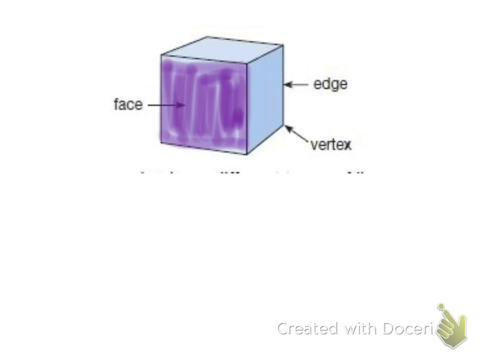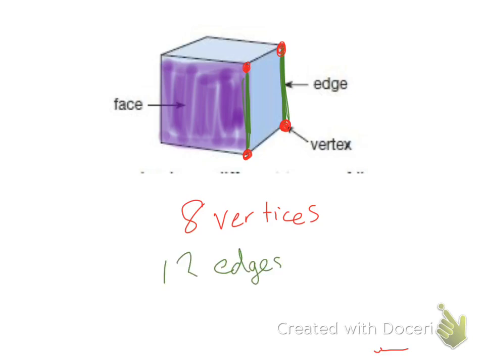Okay. Where 2 faces meet, we call that an edge. So basically it's the lines. All the lines would be edges. Okay? And then the point where 2 edges meet is called the vertex. Okay? So there's a vertex at every point. The plural of vertex is vertices. Okay? So a cube has 8 vertices. Okay? And it has 12 edges and 6 faces.